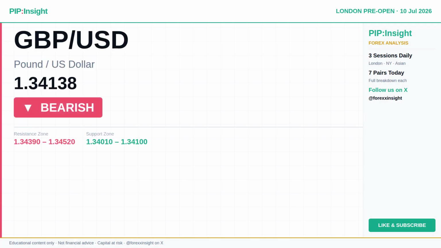Pound dollar. The chart is showing tentative bearish structure on this session. The 4-hour trend is to the upside and the 1-hour is also pointing lower. Resistance is marked between 1.3439 and 1.3452. Support is marked between 1.3401 and 1.341. Here is the full chart breakdown.